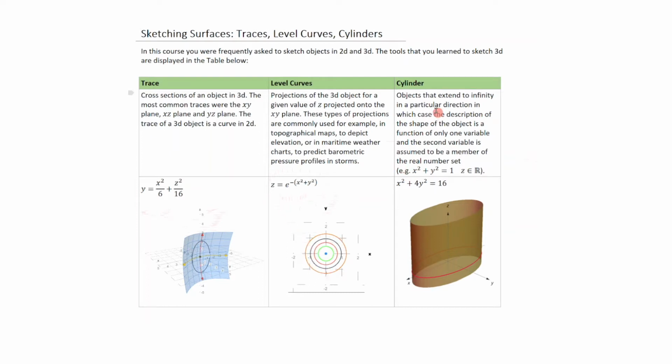In the case of cylinder, this occurred when, for instance, you had an equation where it was apparent that one of the variables was not specified, which meant that effectively that variable could take on any value of the real number set. So for example, x squared plus 4y squared equals 16. Z could be anything. So this would be more or less an ellipse that's been extruded in the z direction.